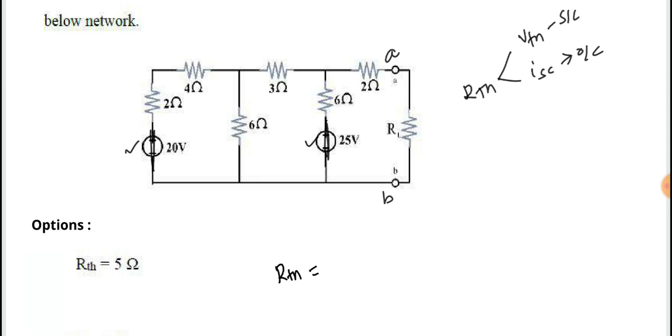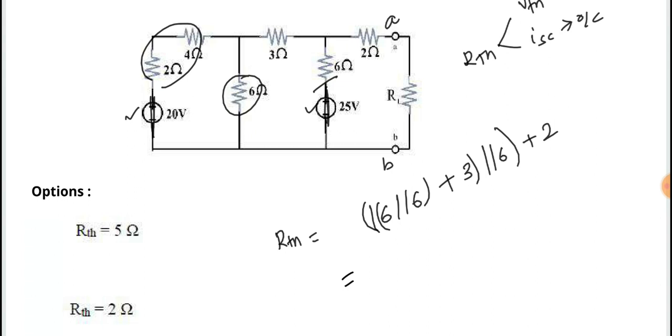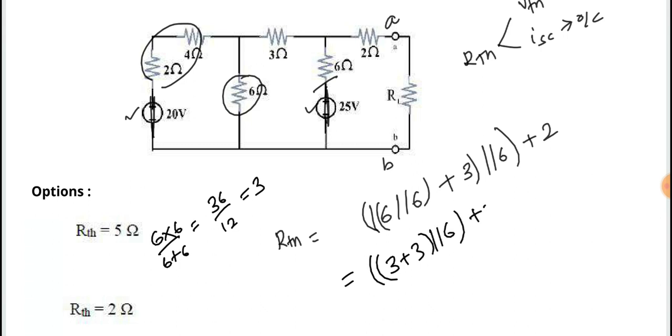RTH is nothing but, observe here, these two are in series. So 6 is in parallel with this resistance, plus this, which is in series, so 3. After that, this entire combination is in parallel with 6 again, plus 2. Simply, 6 in parallel with 6 means 6 into 6 by 6 plus 6, which is 36 by 12, nothing but 3. So 3 plus 3 is in parallel with 6 again, plus 2 here.